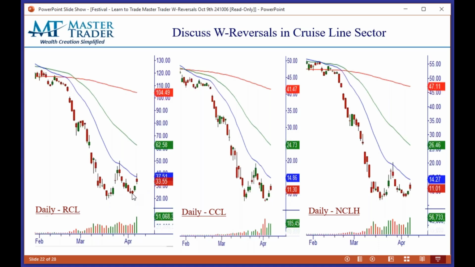Okay, so these all have different qualities. This one is the sloppiest, I'd say, because you got this ugly 180 and it already triggered and it made a new low where these other two didn't. So I'd say RCL, and hey, folks, this has just kind of dawned on me. I just saw RCL before I joined you today. I think it was at $197, all-time high. Guess what? It all started from this W reversal.